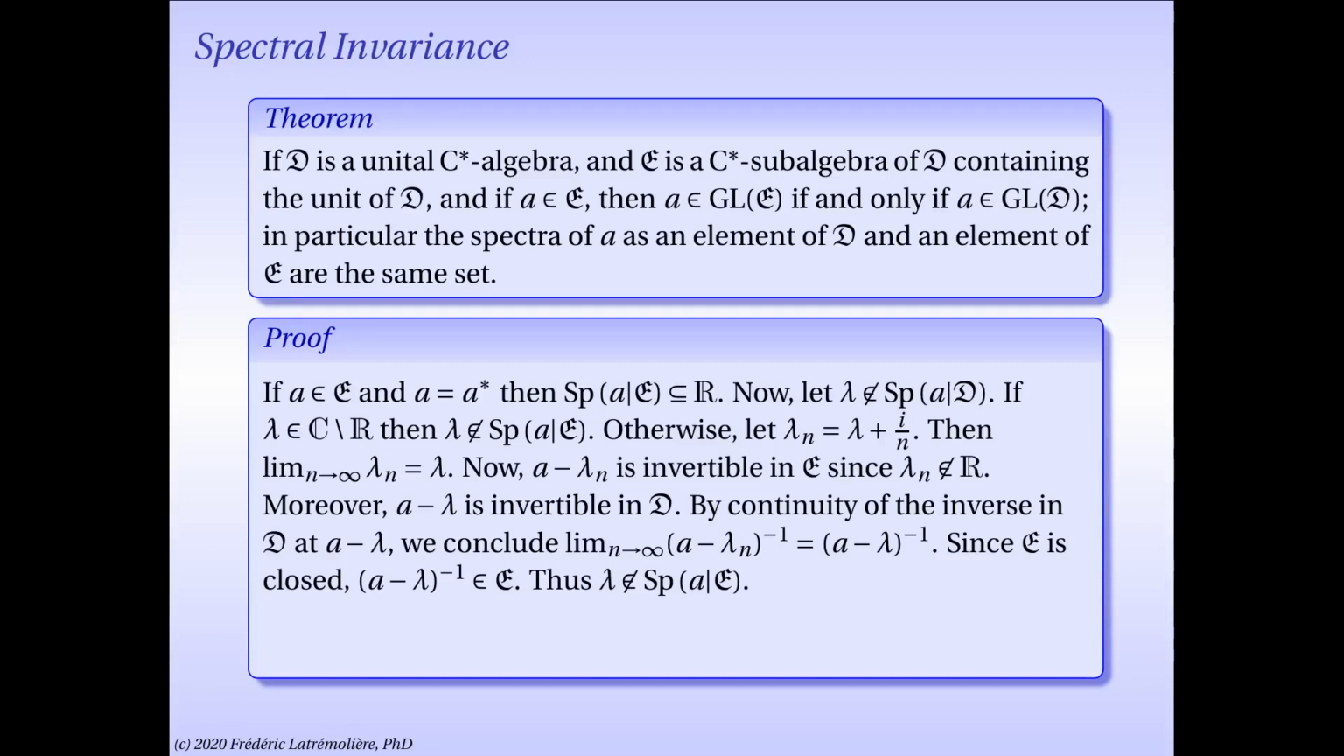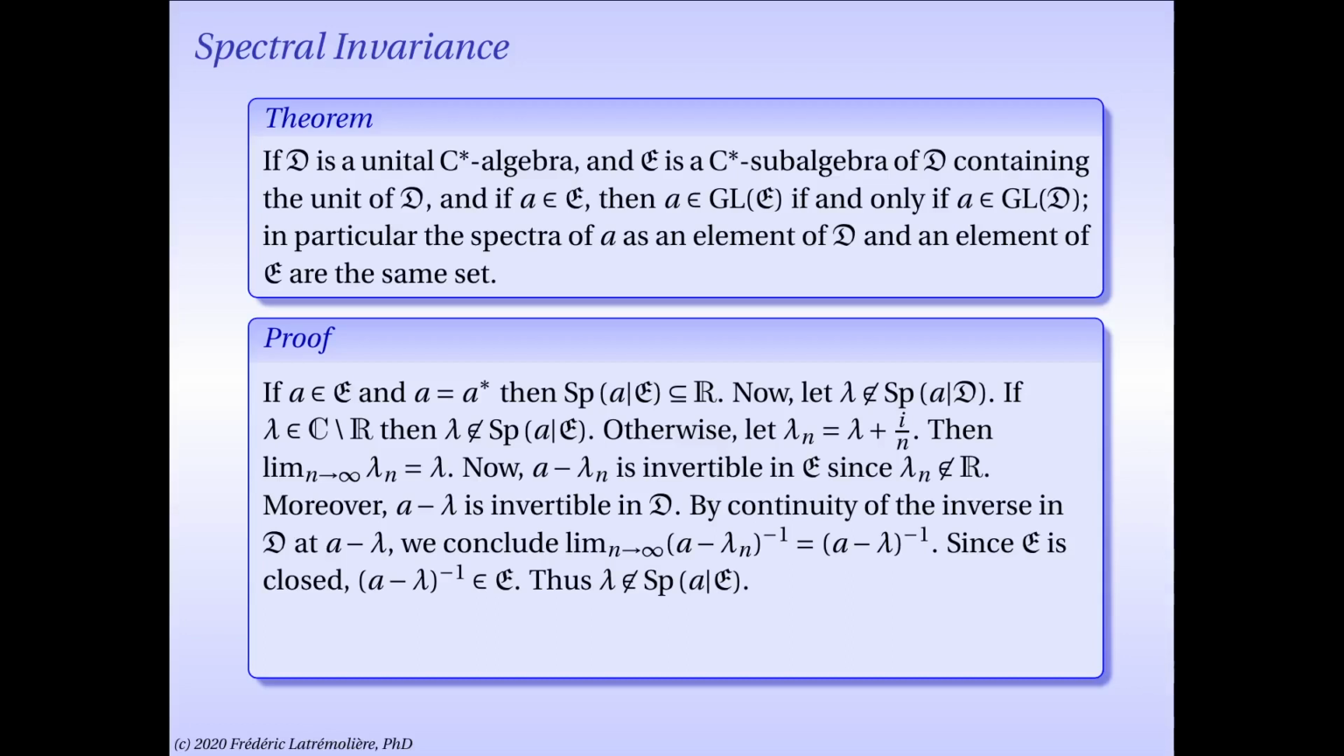So what can I conclude from that? Well, I can conclude that A minus lambda_n is invertible in E, because lambda_n is complex, not real, and therefore it's not in the spectrum of A computed in E. So A minus lambda_n is invertible in E, and of course A minus lambda is invertible in D. That's by the choice of lambda. Lambda is not in the spectrum of A computed in D. So you have a sequence of invertible elements in E that obviously converge to an invertible element in D, because the limit as n goes to infinity of lambda_n is of course lambda.